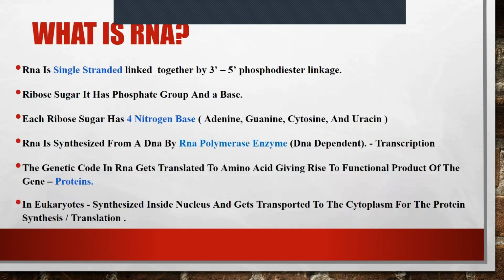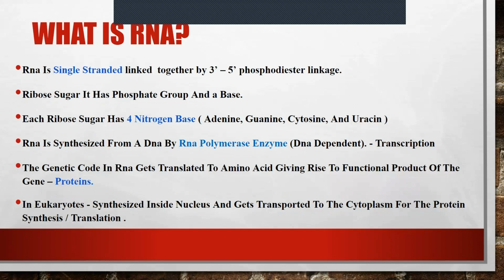So in the first place, what is RNA? RNA is a single stranded molecule which is linked together by phosphodiester linkages. The single stranded molecule runs from the 3' to the 5'. The ribose sugar in the RNA has a phosphate group and a base within it. There are 4 nitrogen bases: adenine, guanine, cytosine, and uracil. In the case of RNA, you have uracil instead of thymine.